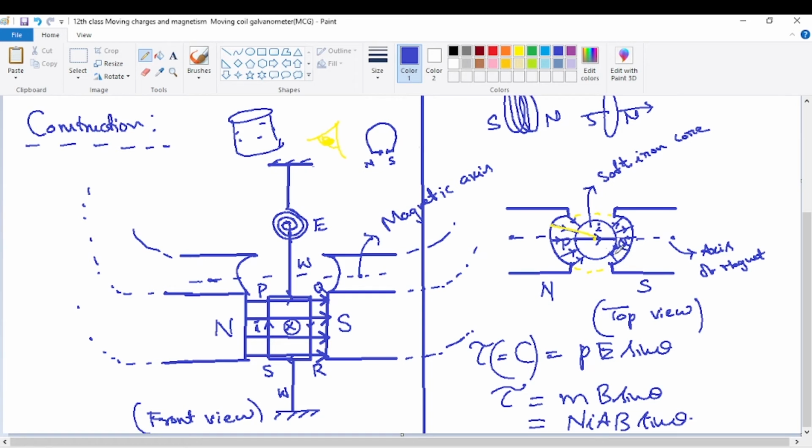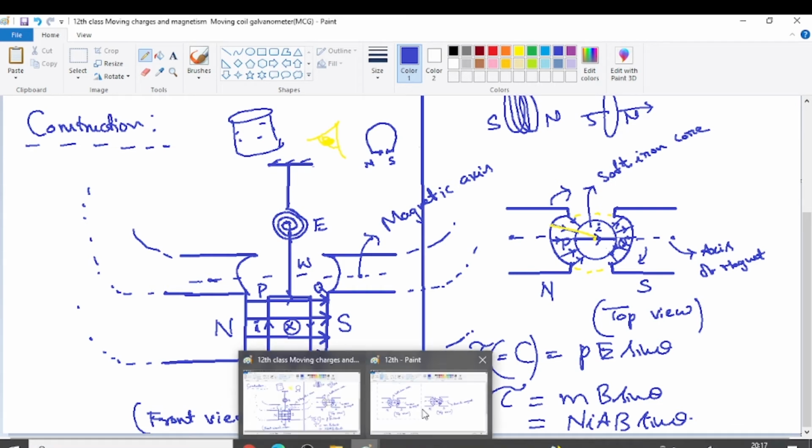So only the breadth PQ represents the plane of the coil. Initially it was parallel, now after deflection it will rotate this way. I don't want to show this because the figure becomes congested. It will turn like this, the plane of the coil this way. P will go rightwards and Q will come leftwards, as we see from the top. That way it will get deflected. It makes an angle theta. And how will the diagram be? The diagram looks like this.